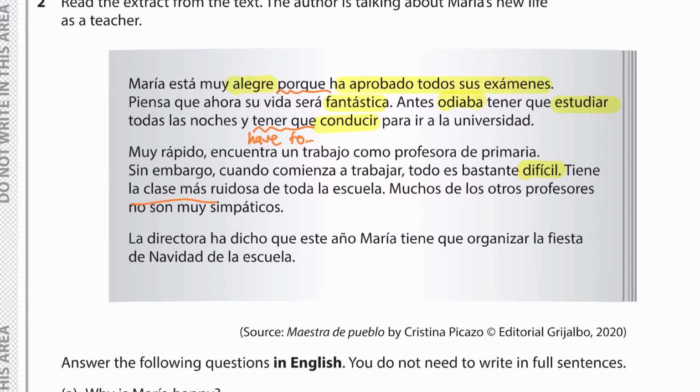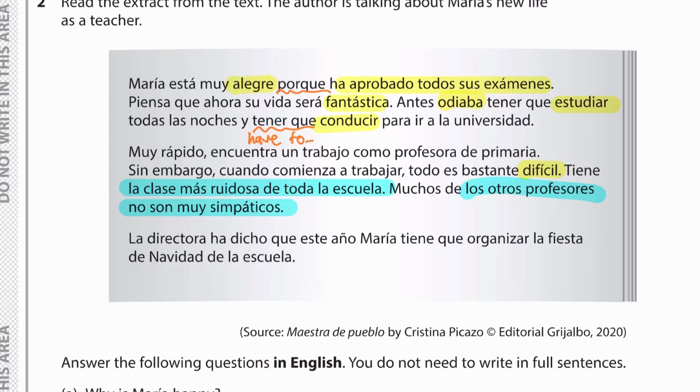Tiene la clase más ruidosa, this adjective might help us, más ruidosa de toda la escuela. Muchos de los otros profesores no son muy simpáticos. So I think we have two answers here again. Either la clase is really loud, muy ruidosa, a really noisy class, maybe like a misbehaved class. And muchos de los otros profesores, the other teachers, are not very nice. So two reasons there. I'm just going to put the first one.